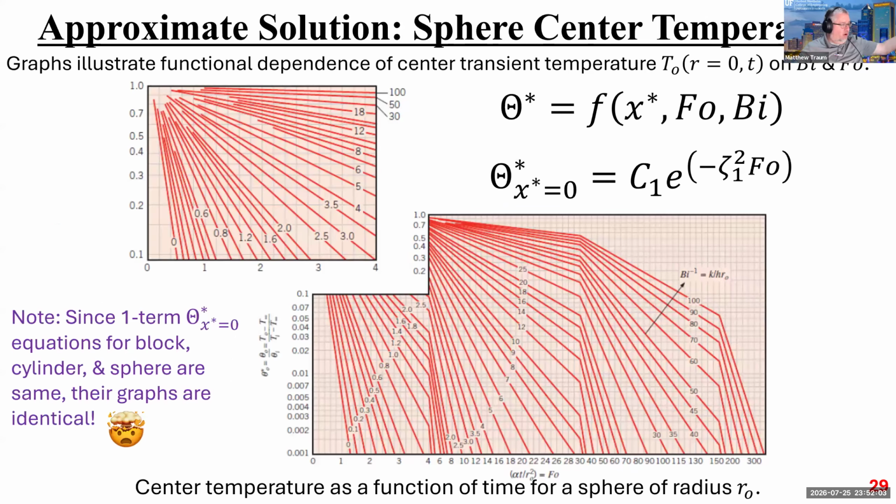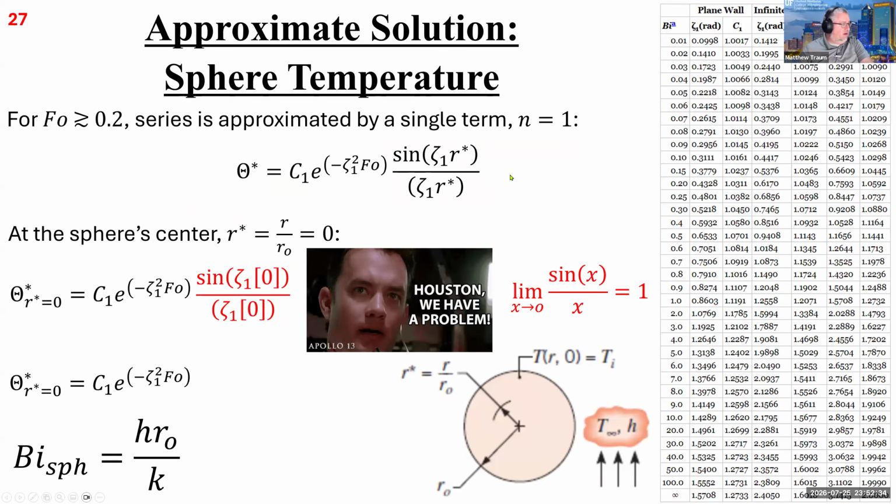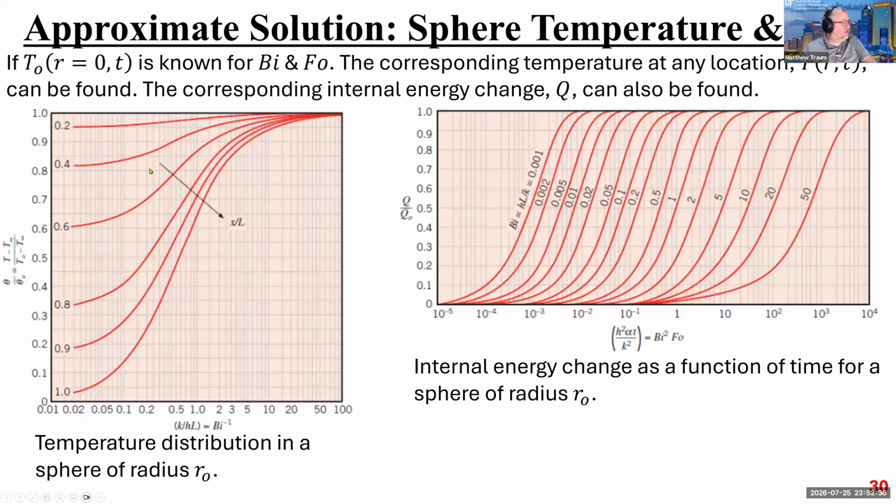And just like before, this is the exact same plot, right? But now it's applied to a sphere instead of a cylinder or a plane wall. We're ultimately trying to solve for theta star. We solve for theta star at x equals 0, which is this plot, using the Fourier number, the Biot number, to get the mid-plane temperature. And then from the mid-plane temperature, we can either multiply by the shape factor, or we can just go here and multiply by x over, I bet it is x over L.